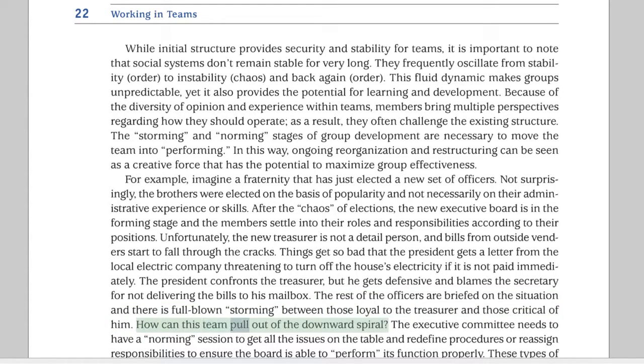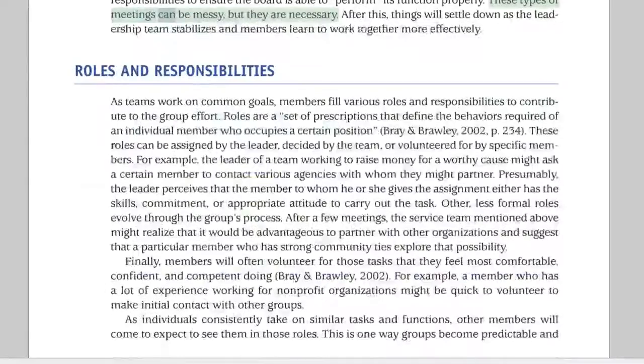How can this team pull out of the downward spiral? The executive committee needs to have a norming session to get all the issues on the table, and redefine procedures or reassign responsibilities to ensure the board is able to perform its function properly. These types of meetings can be messy, but they are necessary.